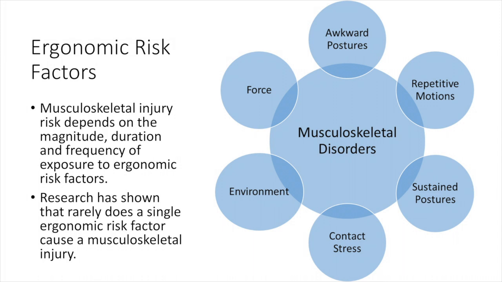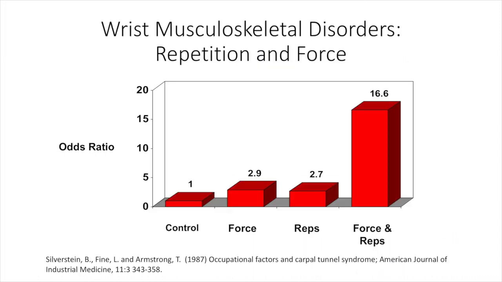The group with no risk factors, 1% of those individuals had a musculoskeletal injury. So it just shows it's not just what you do at work. Personal attributes have a very large effect on it. The group that just had force, 2.9, 3% of those people. The group that just had repetition, 2.7, basically 3% of those people. The group that had force and repetition both, 16.6, more than 5 times as likely.